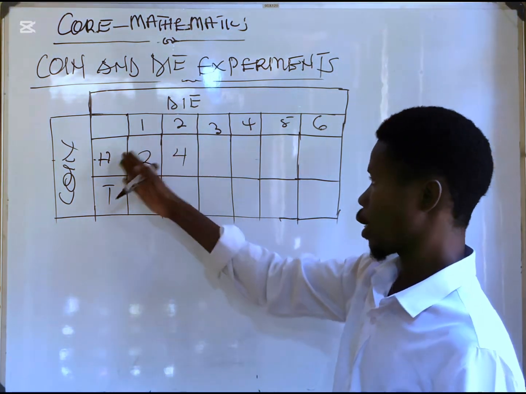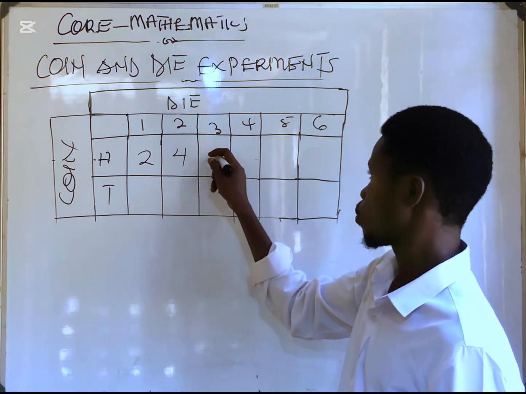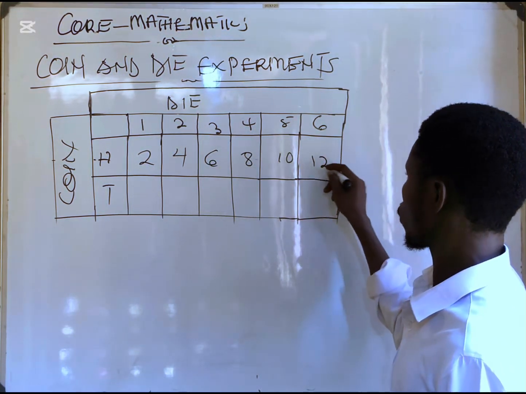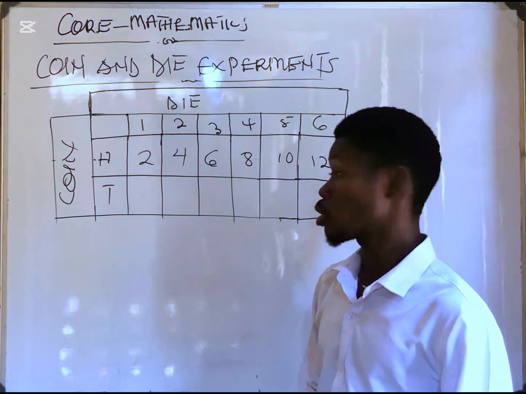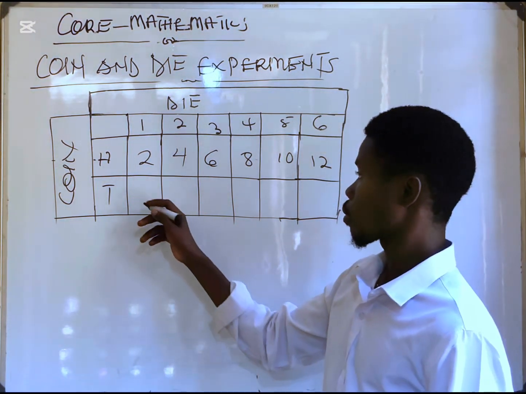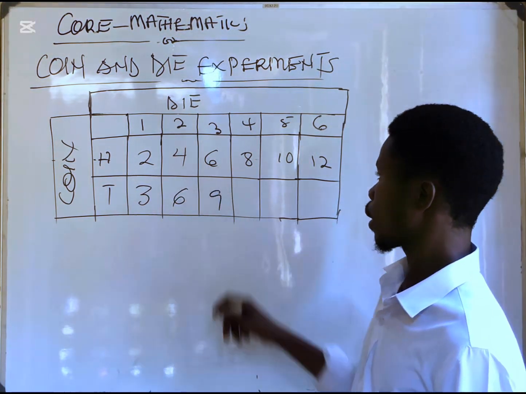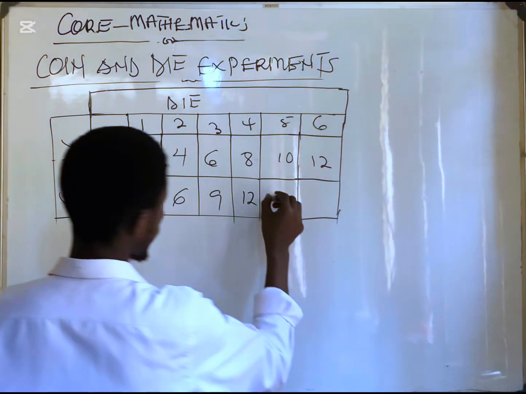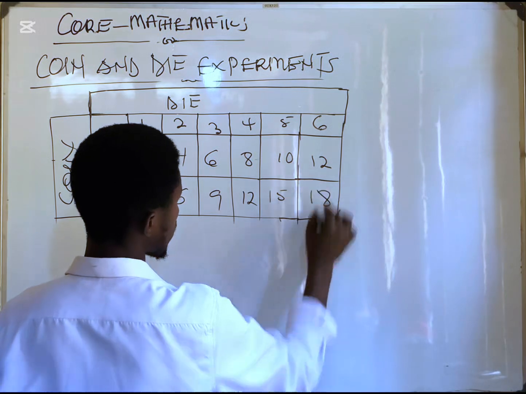Because when it lands on the head, you are scoring twice, okay? So here is going to be 6, 8, 10, 12. But when it lands on the tails, you are scoring 3 times or thrice. So that one you are going to get 3, 6, 9, 3 times 4 is 12, 3 times 5 is 15, then 3 times 6 is 18.